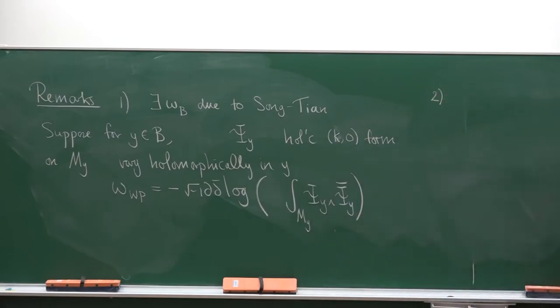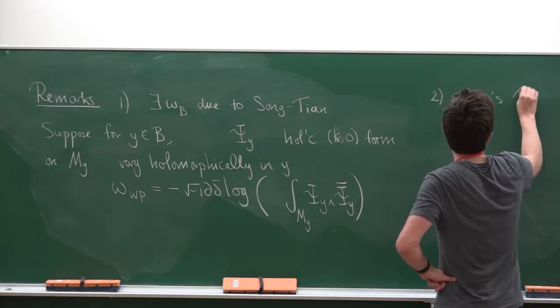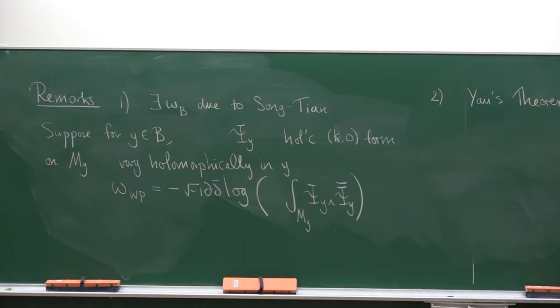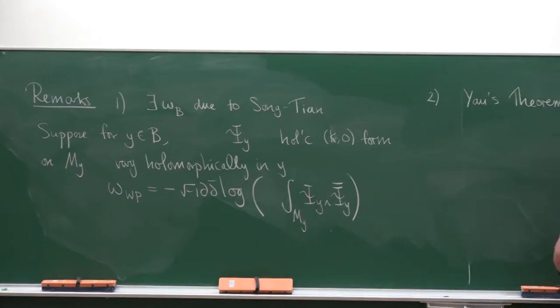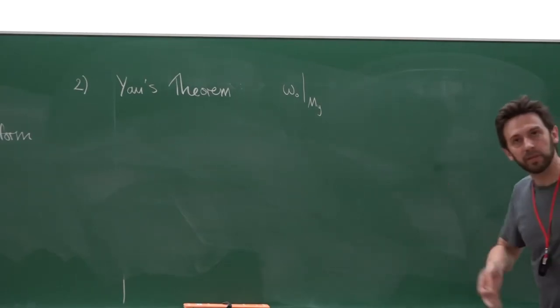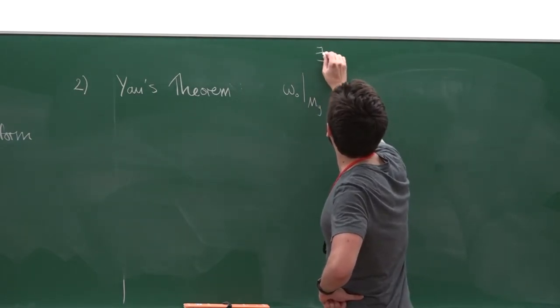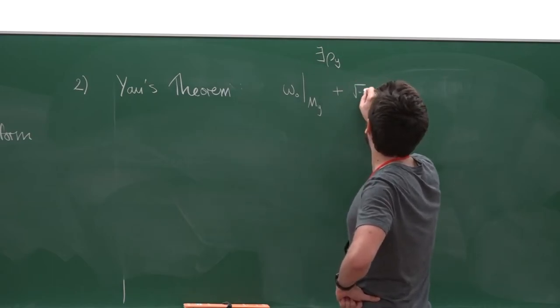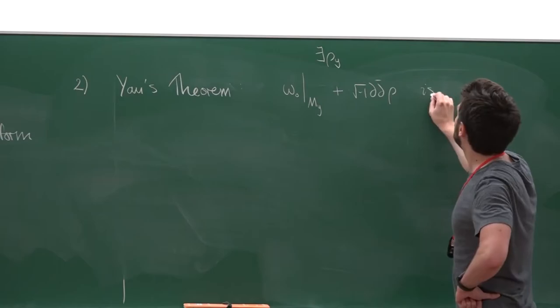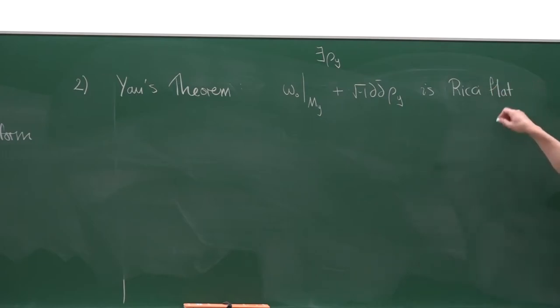Number two, what is this semi-Ricci flat? So here, by Yau's theorem, remember that each of these fibers, by assumption, has vanishing first Chern class. So Yau's theorem says if you take omega naught and restrict it to the fiber, that's a Kähler metric on a manifold with c_1 equal to zero. And therefore, there exists a rho, which will depend on y, let's call it rho_y, such that if you add dd bar of rho, this is Ricci flat, Ricci flat Kähler on M_y. So this is all in the M_y direction, just restrict to a fiber.